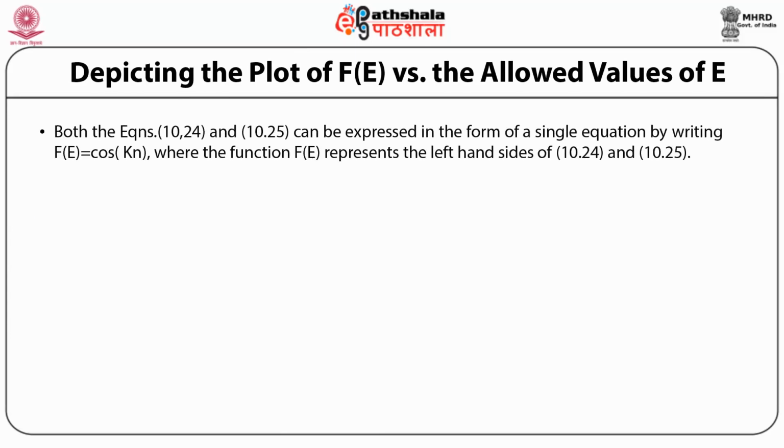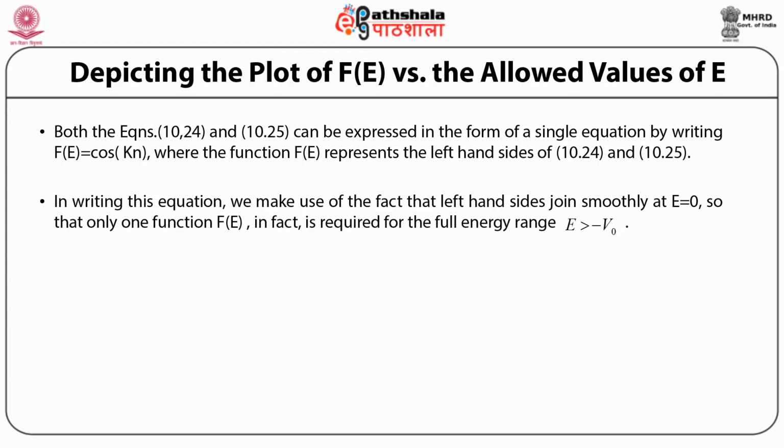Now, both the equations 24 and 25 can be expressed in the form of a single equation by writing f of E is equal to cos of kn, where the function f of E represents the left-hand side of equations 24 and 25. In writing this equation, we make use of the fact that the left-hand sides join smoothly at E is equal to 0, so that only one equation f of E in fact is required for the full energy range E greater than minus V0.